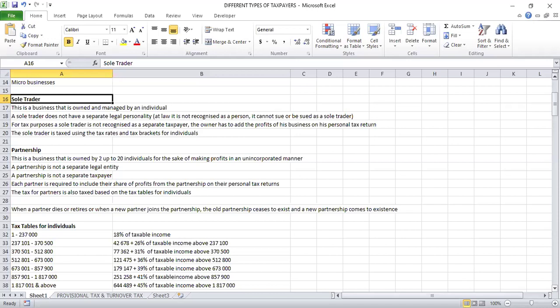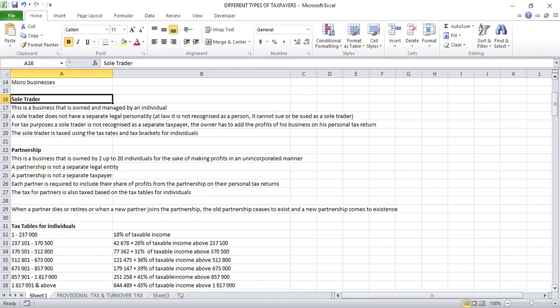Right. Then we've got a partnership. A partnership is a business that is operated by 2 up to 20 people for the sake of making a profit in an unincorporated manner. So it's not an incorporated business. Right. Again, for tax purposes, a partnership is not a separate taxpayer. So if you are in a partnership with your friends, you don't have to do a tax return for that partnership.